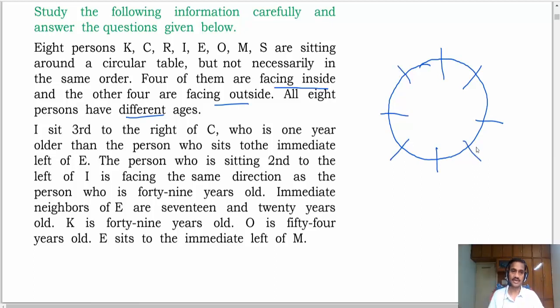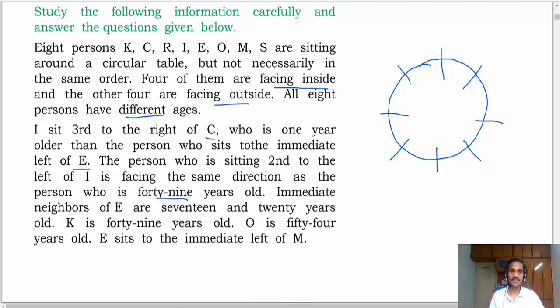Then condition number 1. I is third to the right of C, and whether I and C are facing inward or outward is not known. And C is 1 year older than the person who sits to the immediate left of E. The person who is seated second to the left of I is facing the same direction as the person who is 49 years old.